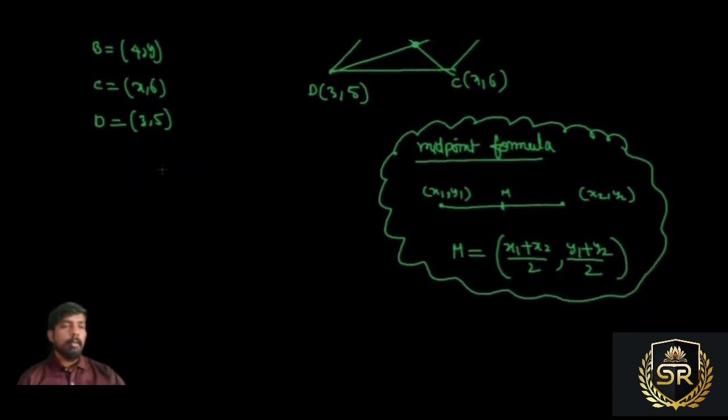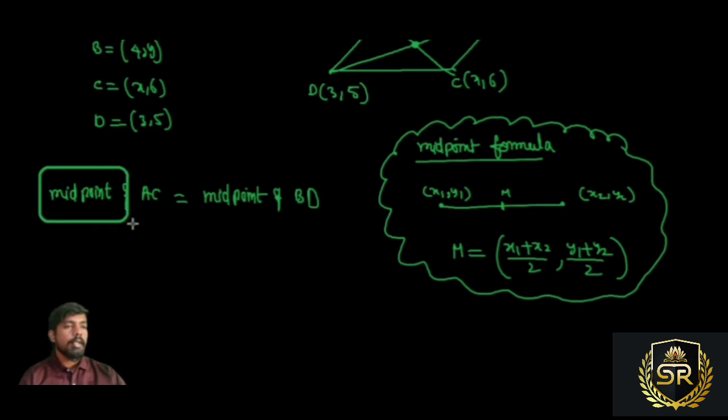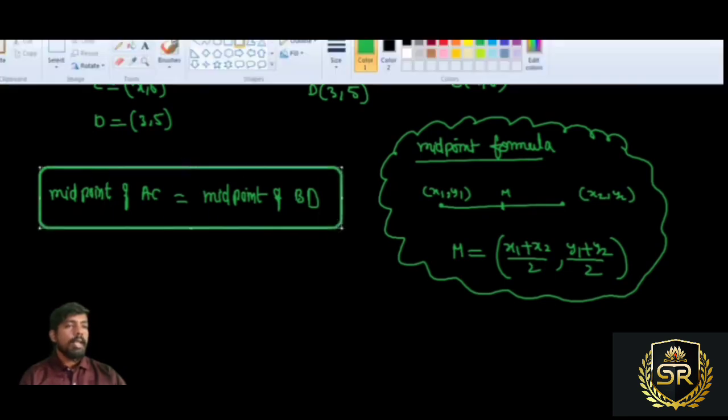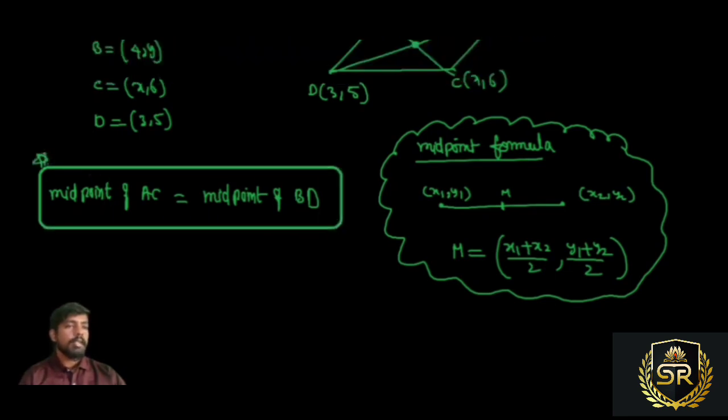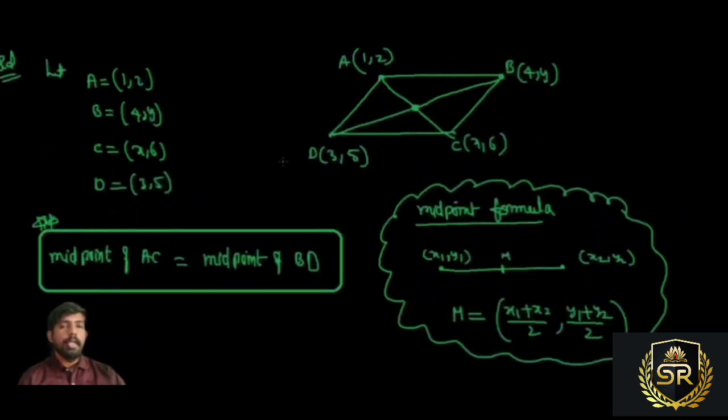That means here the midpoint of AC equals the midpoint of BD. This is important in a parallelogram. Without this we can't solve for the x and y values. This is the formula. Always, the AC diagonal midpoint and the BD diagonal midpoint are both the same.